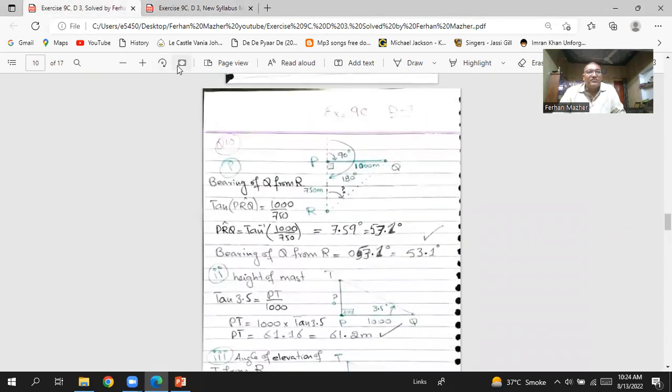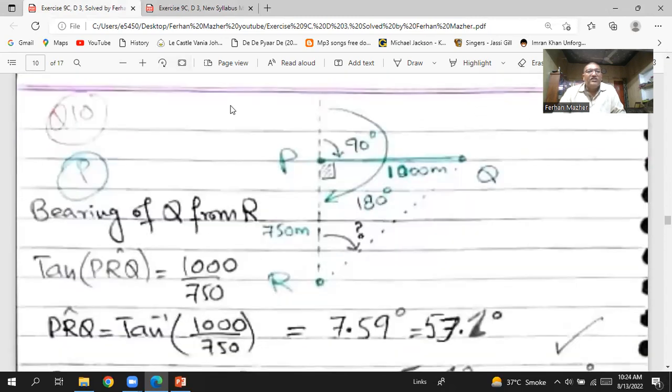So let me show you how this is done. So this is question number 10. There we have P, in the east we have Q, and that's 1000 meters away, and exactly below P in the south of P we have R, which is 750 meters away. In this direction we have the north. The bearing of R from P is 180 degrees because it's in the south. The bearing of Q from P is 90 degrees because it's in the east. And so this angle will also be 90.